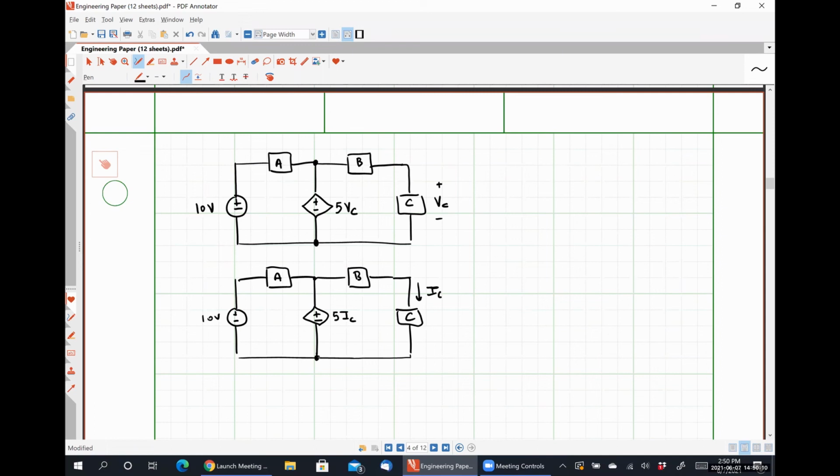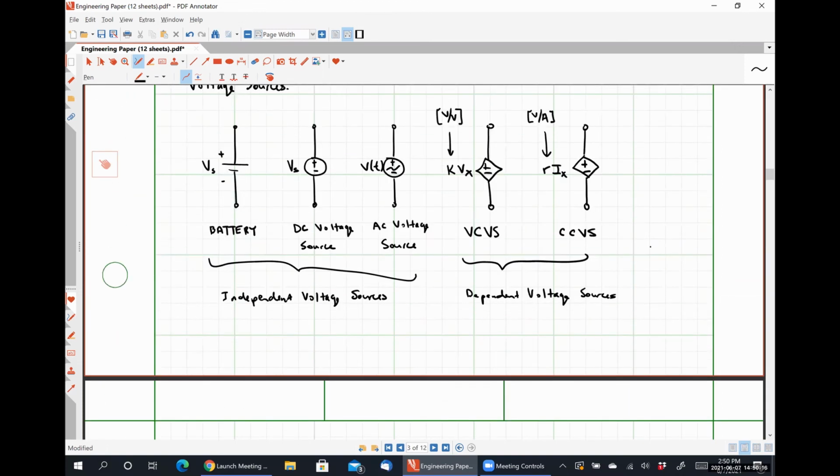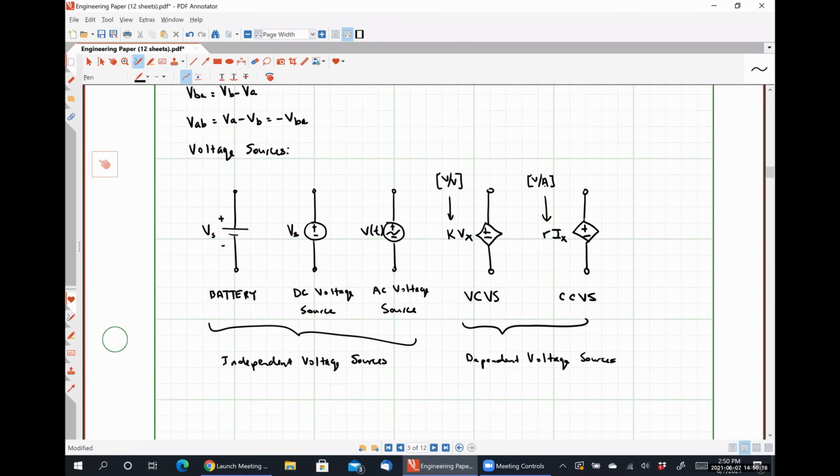So that's a point where a lot of confusion occurs, so I just want to be very, very clear about that. The units for the coefficients for these dependent sources are very, very important to being able to apply them in our circuit analysis.